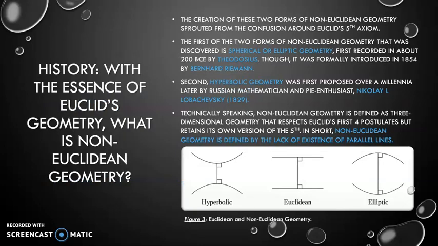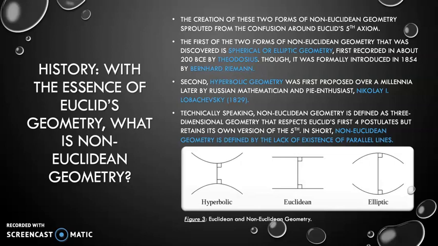So now that we understand the confusion and problem with Euclid's fifth postulate and the parameters of Euclidean geometry, we can sort of understand what non-Euclidean geometry is. The creation of the two forms of non-Euclidean geometry sprouted from the confusion around Euclid's fifth axiom. The first of the two forms of non-Euclidean geometry that was discovered was by Theodosius in 200 BCE. He discovered spherical or elliptic geometry. This was formally introduced or proposed in 1854 by Bernard Riemann.